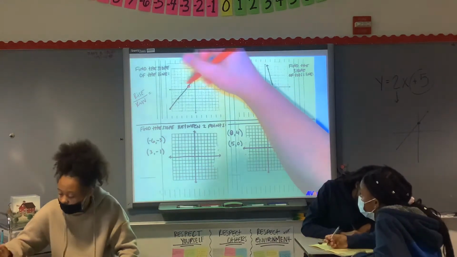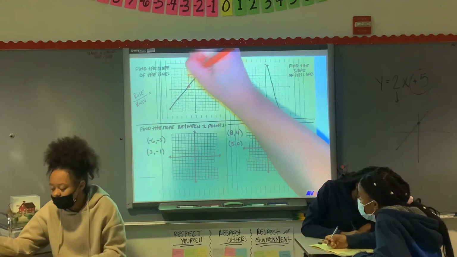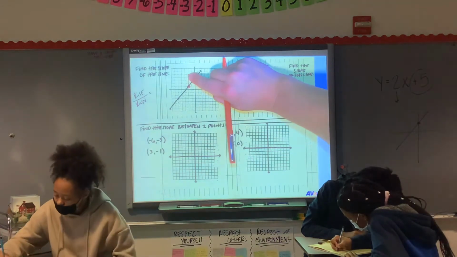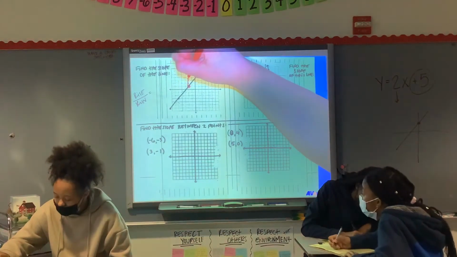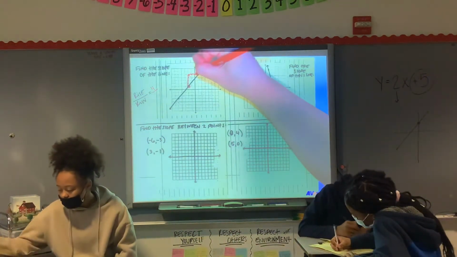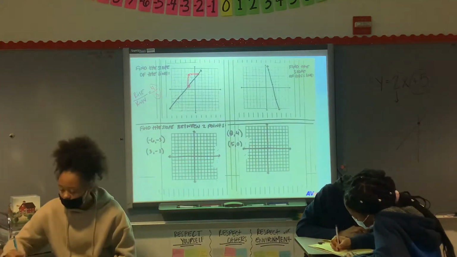So if I start with this point, I'm going to count how much it's going to take me to go up and over. This amount right here would be my rise. This amount would be my run. So I'm going to go up 1, 2, 3, 4. Run 1, 2, 3. And that's it. That is my slope. 4 over 3.